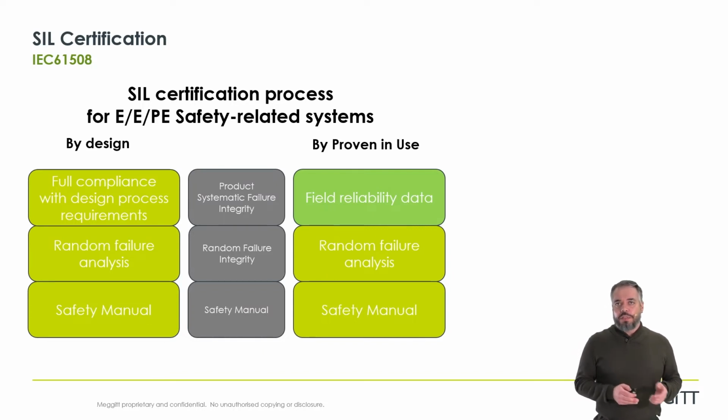Architectural constraints will be different for proven in use certification. So the same physical equipment may have different safety properties depending on the type of certification it went through, by design or by proven in use.